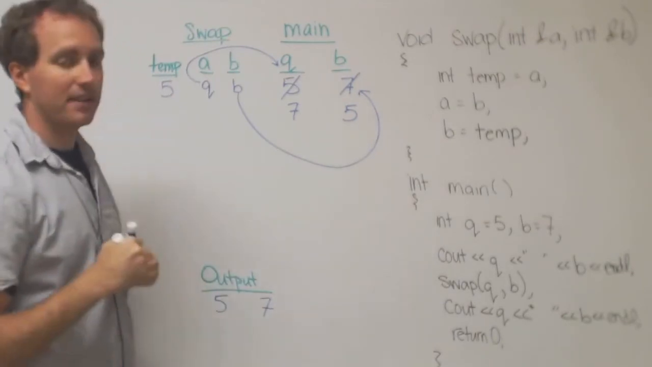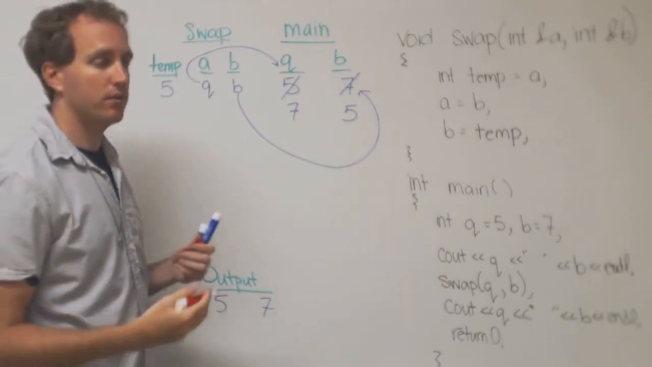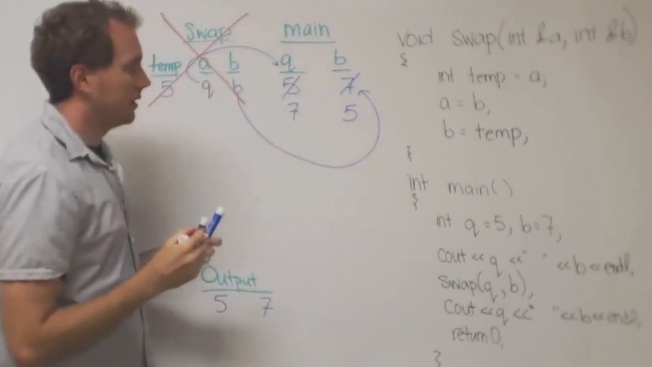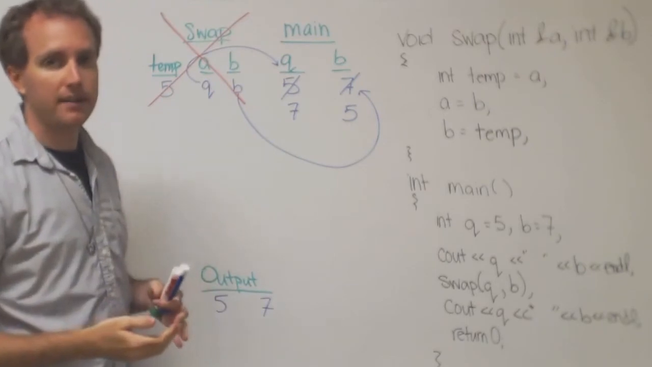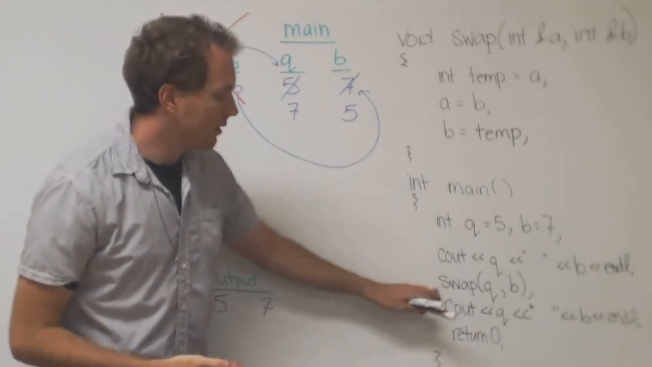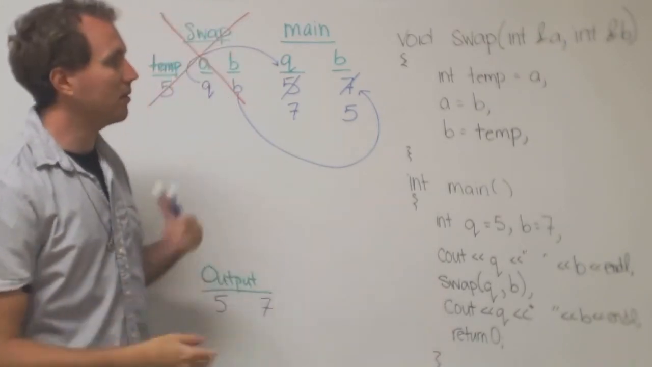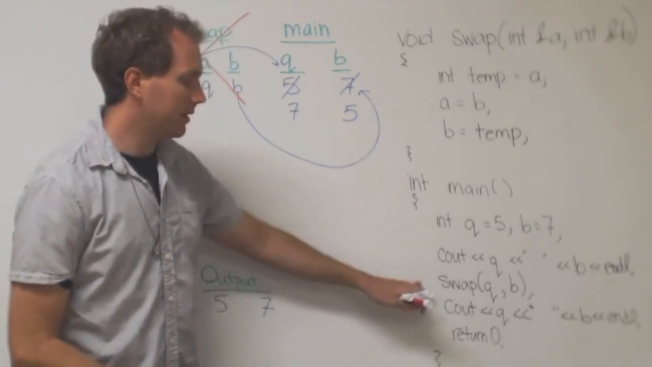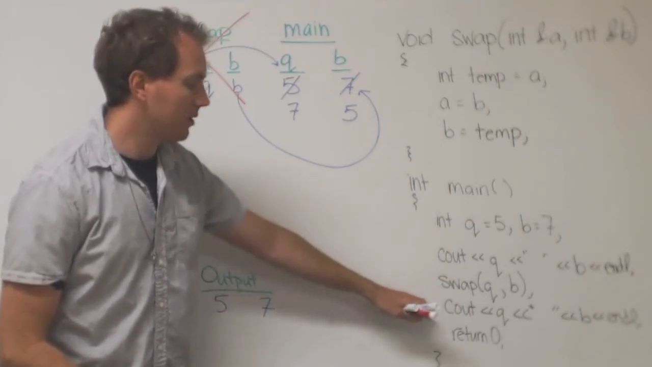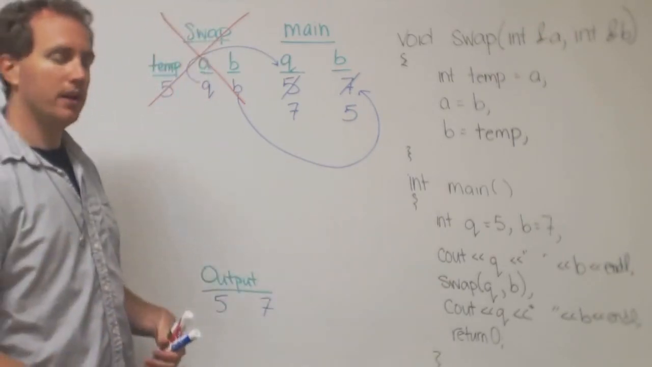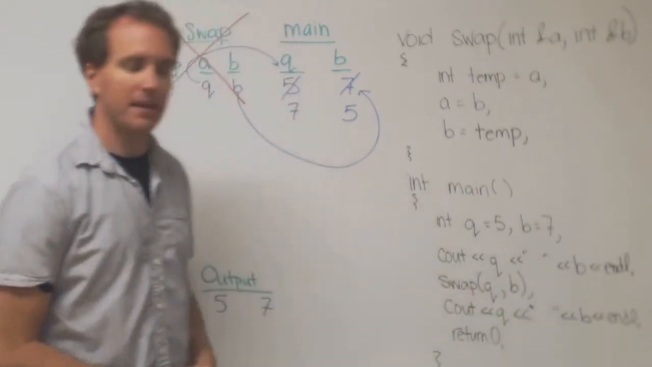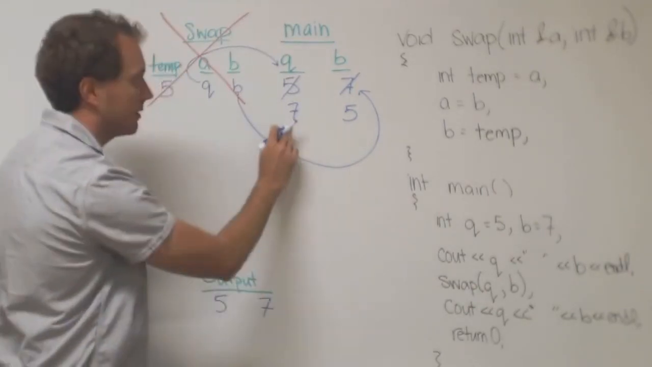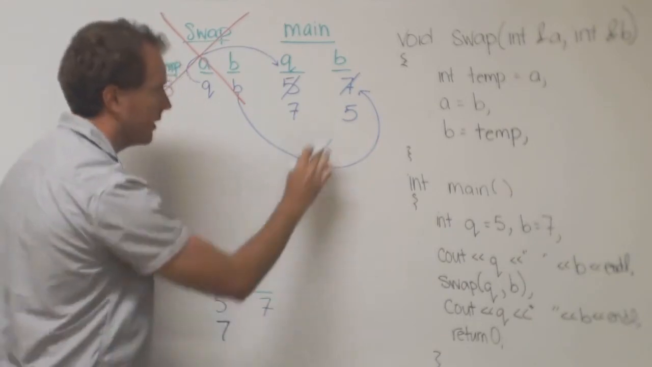So the space referring to all the variables gets destroyed. And we move on to the next line of code because we don't return anything, we don't have anything else to do on the swap invoke line. So the next line says, okay, output Q, then B with a space in between them, and we get 7, then 5.